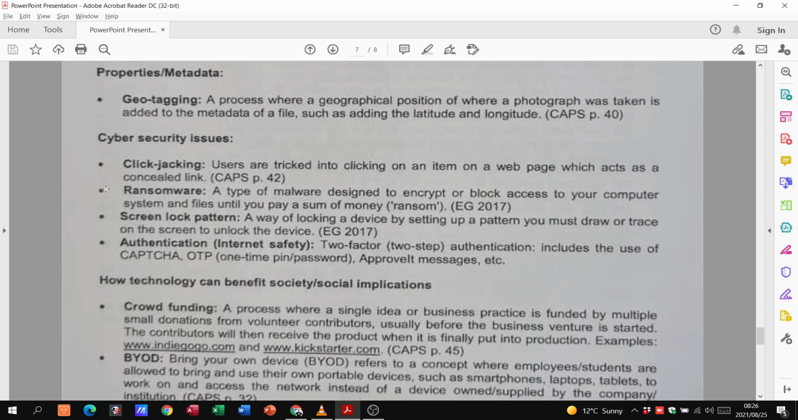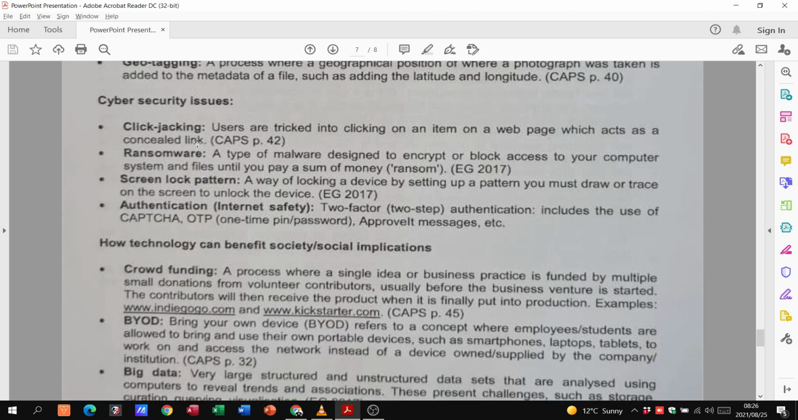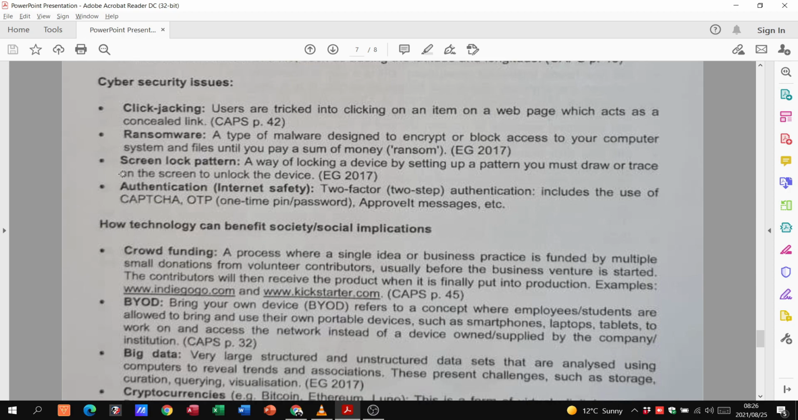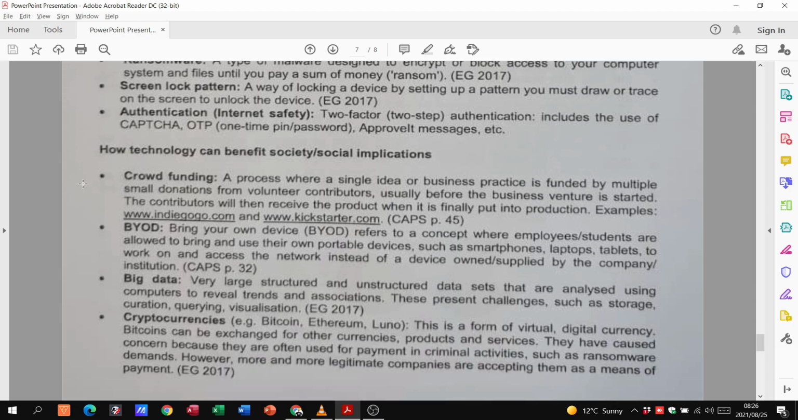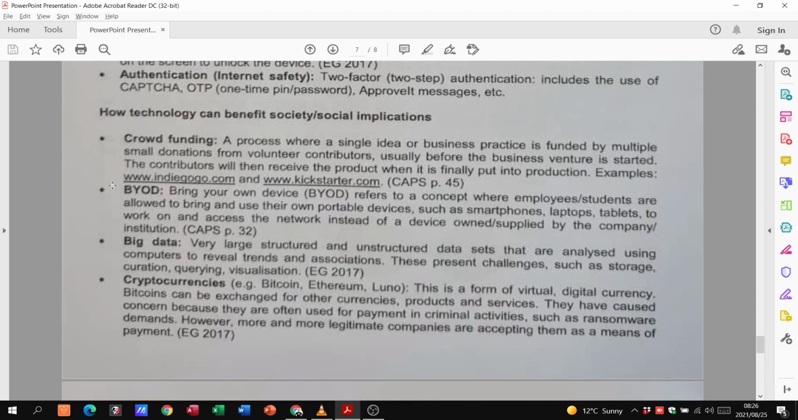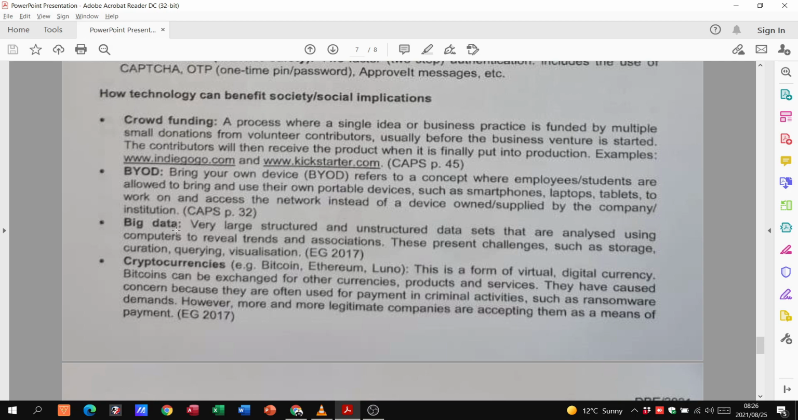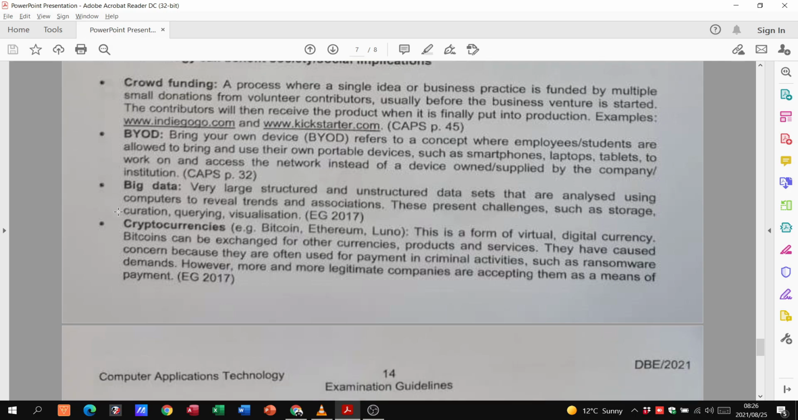Geotagging, there's a couple of other things when it comes to cybersecurity: ransomware, clickjacking, screen lock pattern on your devices, your authentication, things like two-factor authentication, how technology can benefit society. So please, again, know all of these terms.